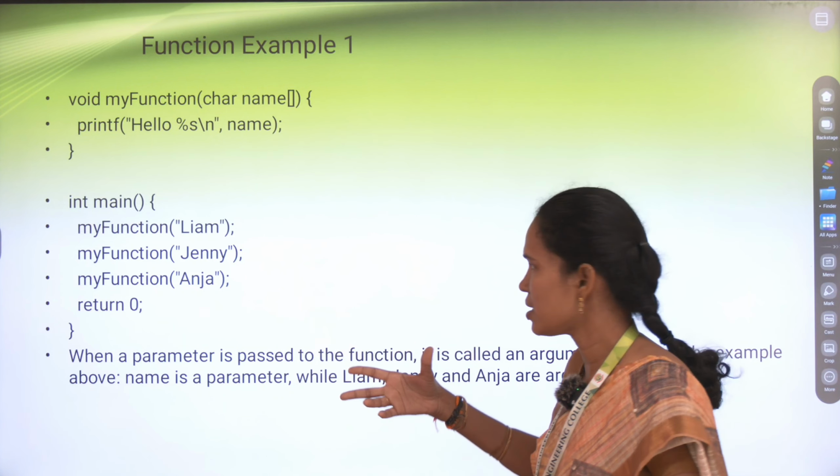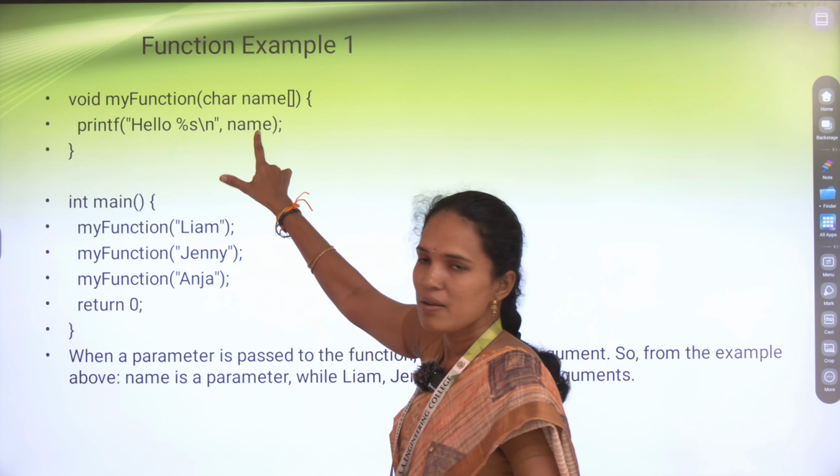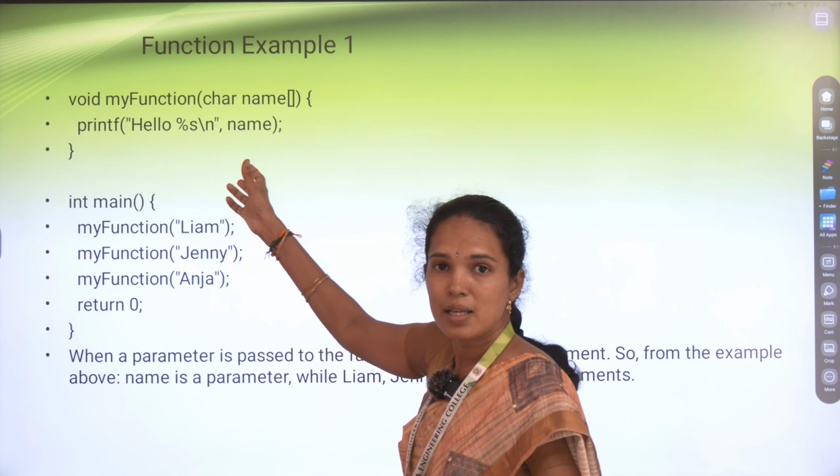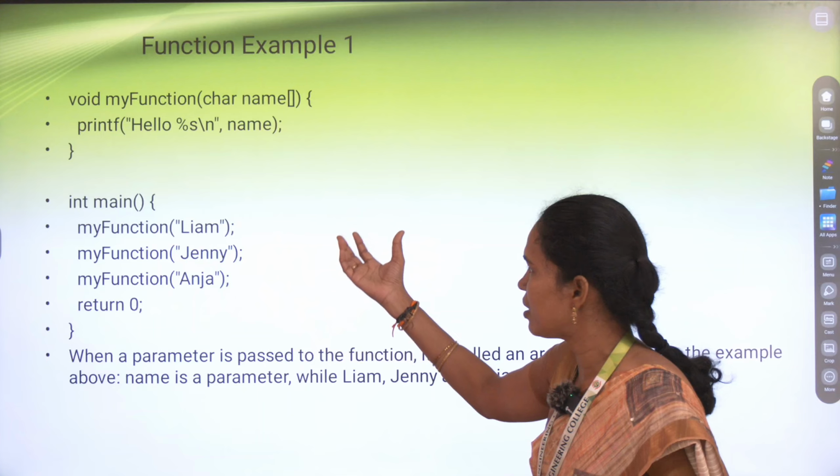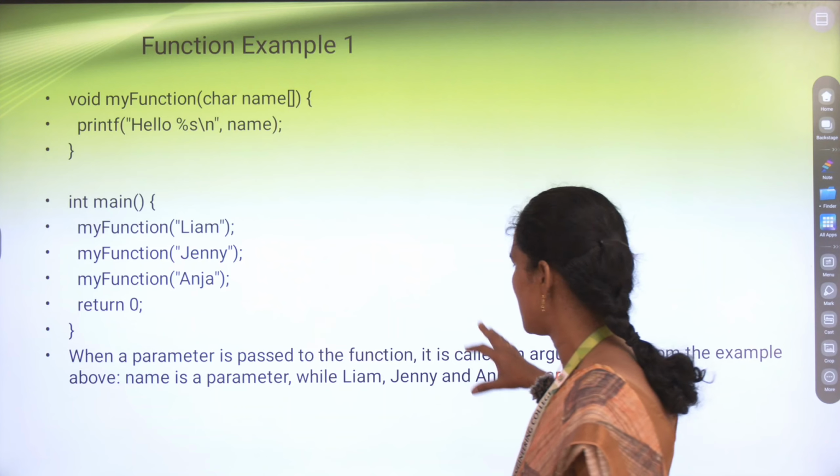Can you understand? Name is a variable name, that we will call a parameter. The value for that parameter, whatever you are giving, like Liam, Jenny and Anja, these are called arguments. Whenever we are passing the value for that parameter, that is named an argument.